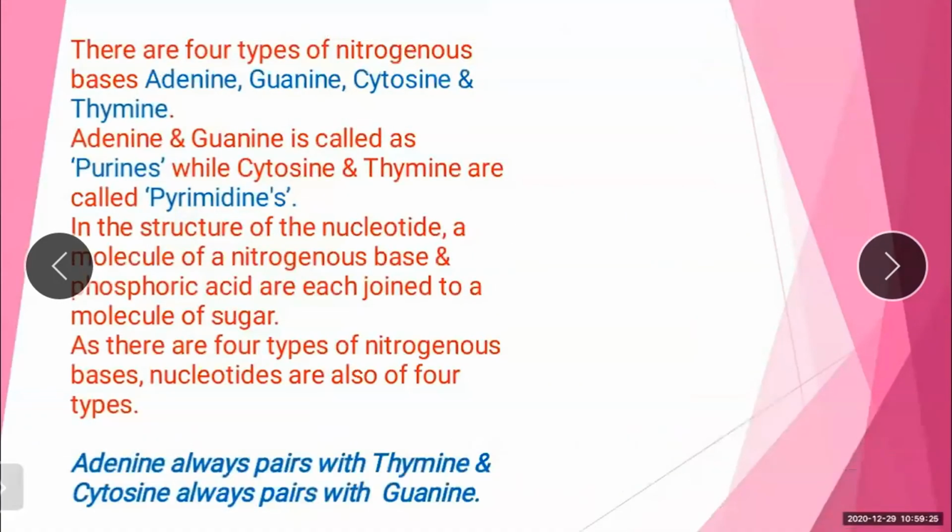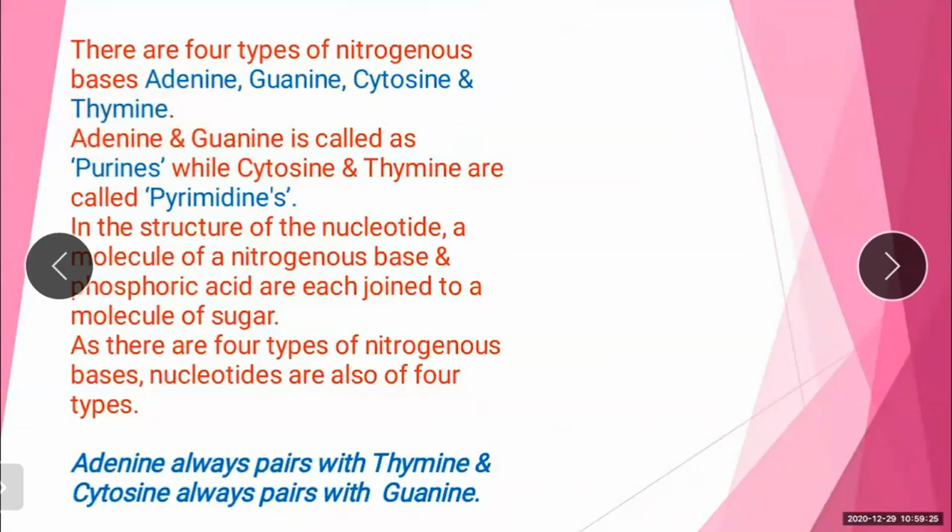Now, we have seen that there are four types of nitrogenous bases here. First of all, nitrogenous bases are of two types, that is purines and pyrimidines. Purines are of two types, that is adenine and guanine.